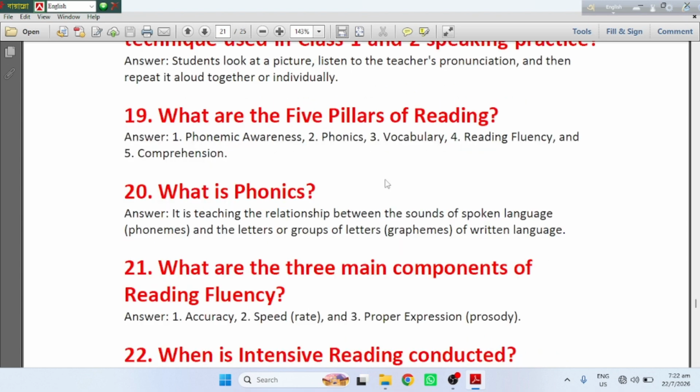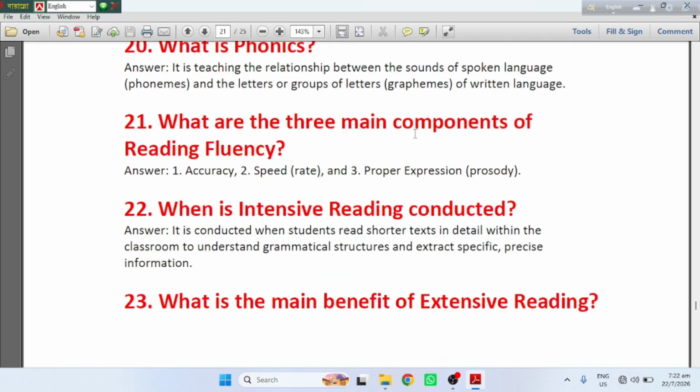What are the five pillars of reading? Phonemic awareness, phonics, vocabulary, reading fluency, and comprehension. What is phonics? It is teaching the relationship between the sounds of the spoken language and the letters or groups of letters of written language. What are the three main components of reading fluency? Accuracy, speed rate, and proper expression.